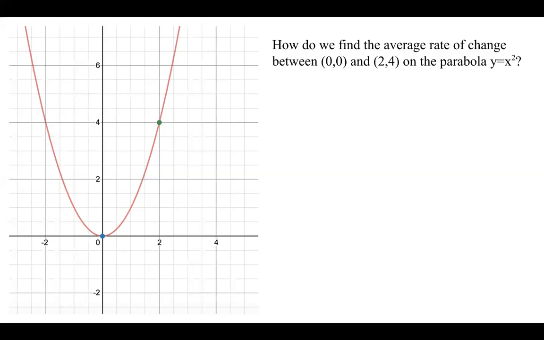So how do we find the average rate of change between (0, 0) and (2, 4) on the parabola y equals x squared? On a line, the average rate of change is going to be whatever the slope is. In y equals mx plus b, m is the slope, so m would be the average rate of change. But in a parabola, we don't have a specific slope because it's y equals x squared, but we can still find the slope of the line that is connecting these 2 points.